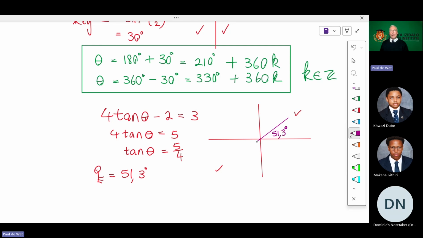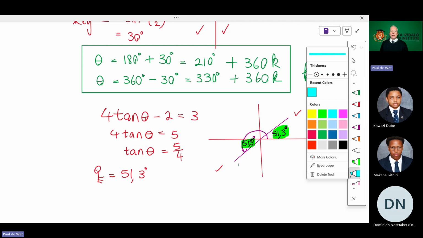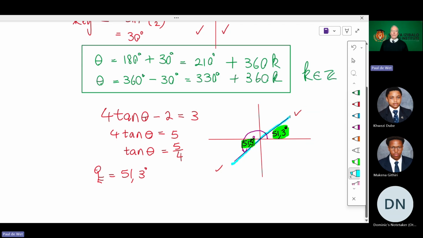The other answer will be 180 plus 51,3 degrees. So in other words, it will be this angle around here. But if you're wide awake, you'll realize that these two angles that we've highlighted here are vertically opposite angles. So that line, this blue line over here, must be a straight line. So in fact, our angles are 180 degrees apart. And so for tan, we can just say that our general solution will be 51,3 degrees plus 180.